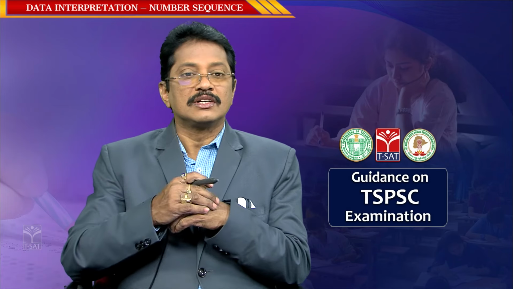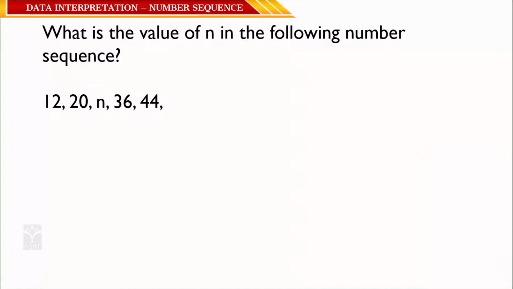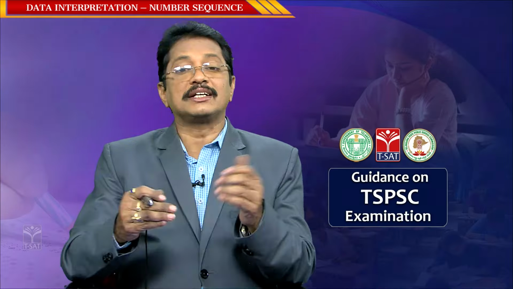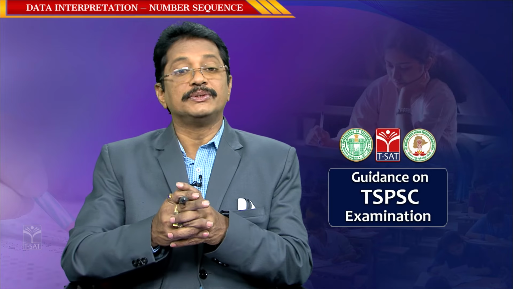Okay. Now we will see one more. What is the value of n in the following number sequence? 12, 20, n, 36, 44. Here you have to find it. The difference between 12 and 20 is 8. 36 and 44 is also 8. Obviously, the difference between 20 and n should be 8, means 20 plus 8 is 28, correct? So 28 plus 8 is 36, correct? So what is the n value? n is 28, correct? Like this you can find the missing number or missing value in a sequence.